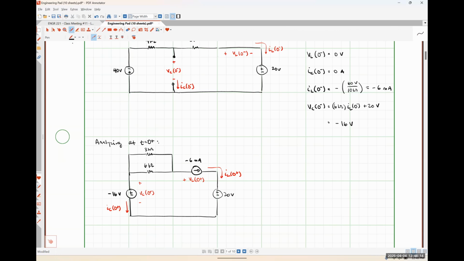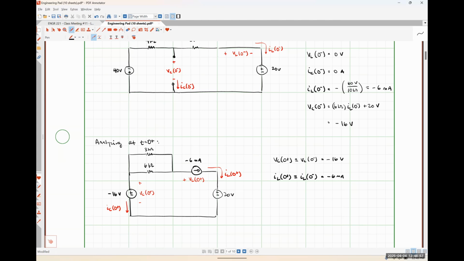So we know that VC at 0 plus must be equal to VC at 0 minus, because the voltage drop across a capacitor cannot change abruptly. So that has to be negative 16 volts, which is why there's a negative 16-volt source there. Similarly, we know that IL at 0 plus must be IL at 0 minus. So that's going to be negative 6 milliamps, which is why there's a negative 6 milliamp source replacing the inductor. And so now we need to figure out those other two pieces.